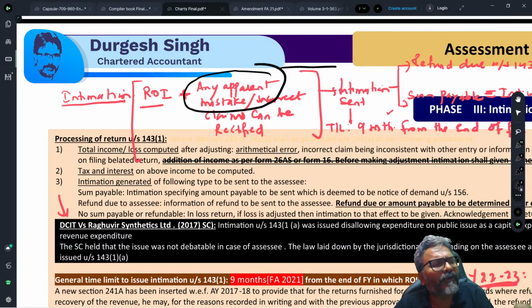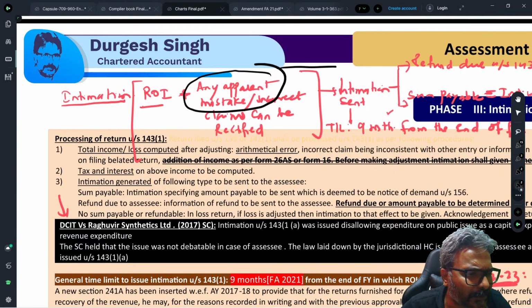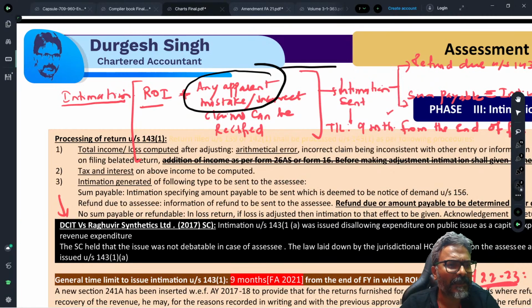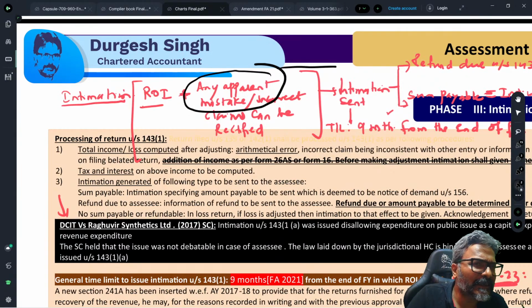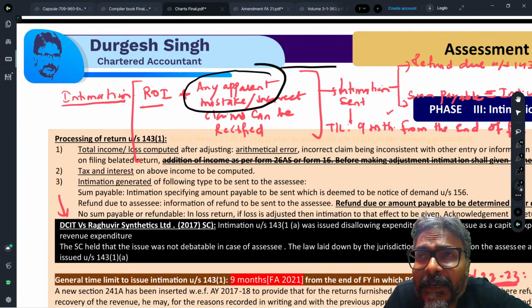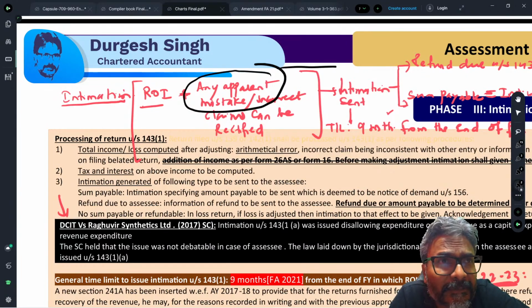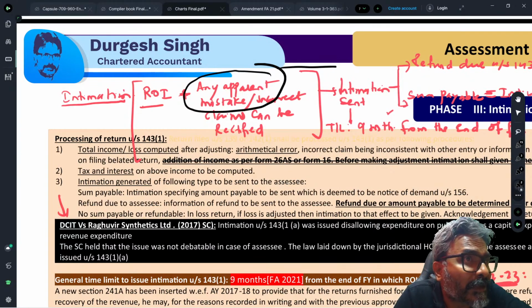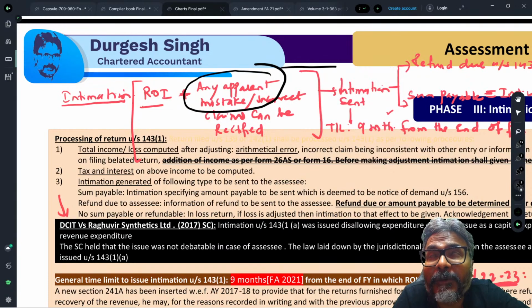That return of income was processed thereafter, and once it was processed, the assessing officer rectified the return based on that High Court judgment. Because of that, there was some sum payable which got generated, and that sum payable was called upon through the intimation under 143(1).